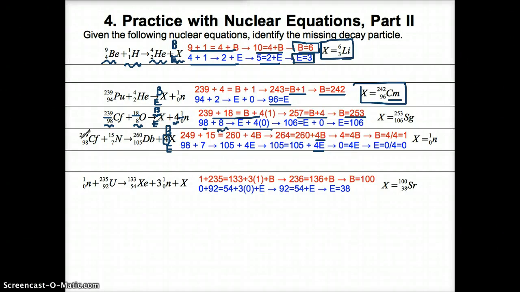All right? So the sum of the masses on the reactant side, 249 plus 15, is equal to 260 plus 4 times B for the product side. And if you solve for B, 4B is equal to 4. And if you solve for B, B is equal to 1.